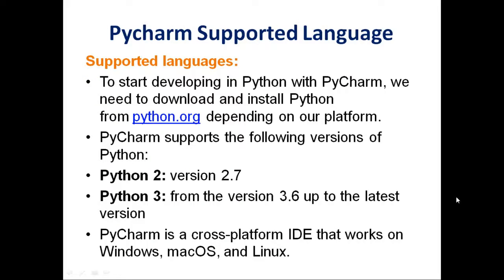PyCharm supporting languages. To start developing in Python with PyCharm, we need to download and install Python. So the first requirement is that we have to download and install Python before installing PyCharm. Python can be downloaded from python.org. Depending on our platform, we can install the convenient Python version. PyCharm supports the following versions of Python: Python 2, version 2.7. It also supports Python 3 ranging from 3.6 up to the latest versions.